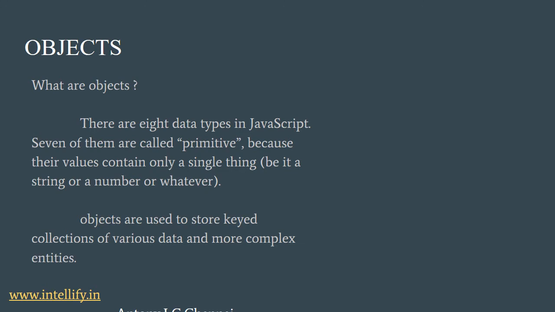An object can be created with figure brackets with an optional list of properties. A property is a key-value pair where the key is a string, also called the property name, and the value can be anything. We can imagine an object as a cabinet with signed files. Every piece of data is stored within a file by the key. It is easy to find a file by its name or add or remove a file. Objects are also used to store keyed collections of various data and more complex entities.